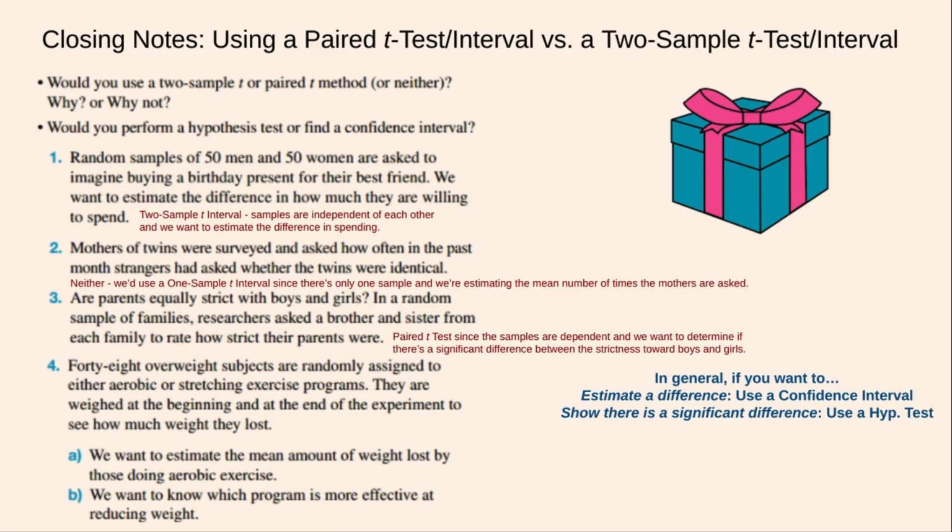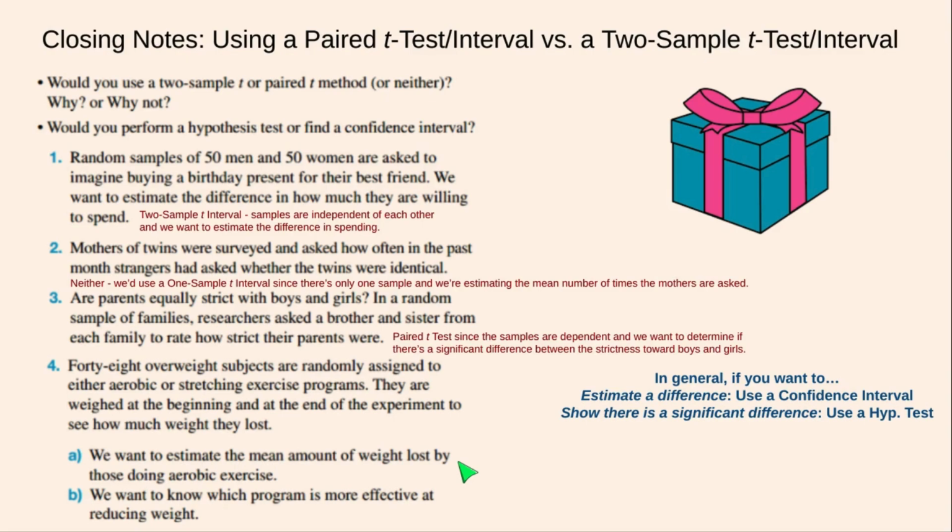Now let's look at number 4. 48 overweight subjects are randomly assigned to either aerobic or stretching exercise programs. They are weighed at the beginning and end of each experiment to see how much weight they lost. All right? Let's look at part A. We want to estimate the mean amount of weight lost by those doing aerobic exercise. So, do we want to perform a hypothesis test or find a confidence interval? And would we use a two-sample T method, paired T method, or something else? Give this one a go, pause the video, and unpause when you want to check your answer.